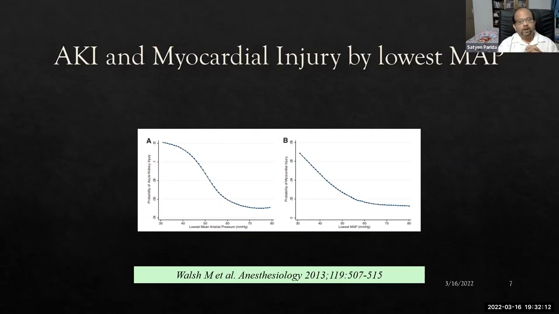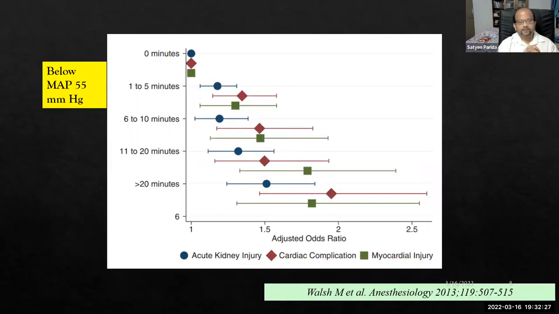So they demonstrated that below 65 millimeters of mean arterial pressure, the risk of harm to the kidneys on the left panel and to the myocardium on the right panel go up substantially. This also was from the same authors, from the same study, in fact. And this graph again integrates the concept of looking at both the mean arterial pressure thresholds as well as the overall duration of exposure.